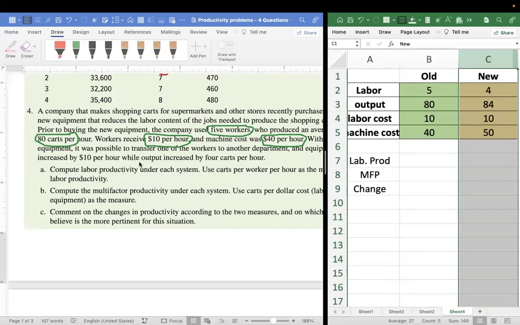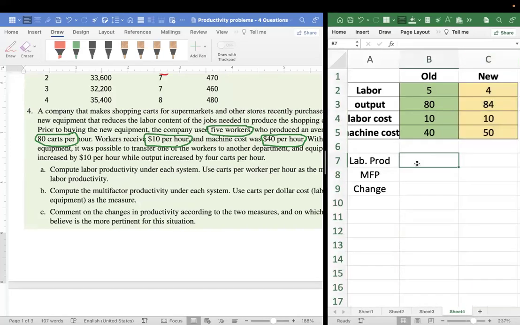The first thing is we will be calculating labor productivity. Labor productivity is rather straightforward, which means we will be dividing output by labor, or number of workers. That's it. So the number of labor, not the cost, because it's labor productivity. I'll be using this formula: output, that's 80, divided by number of workers. That gives 16. So their labor productivity in the old system was 16. In other words, they were making 16 carts per worker.